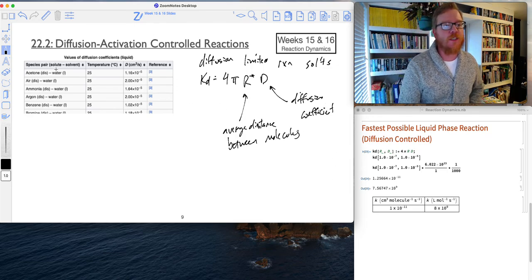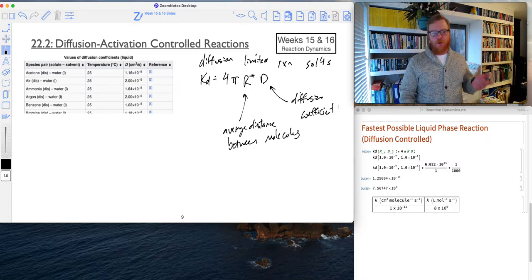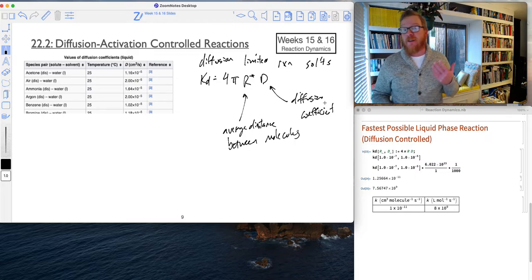Okay? So this is for the diffusion of, so this DIS means dissolved. So if I had a dissolved acetone molecule in water, there's its diffusion coefficient in centimeters squared per second. If I had a dissolved air molecule, so nitrogen or oxygen, in water, there's its diffusion coefficient. And you can see as you look across to these, they're all pretty similar, roughly 10 to the minus 5.